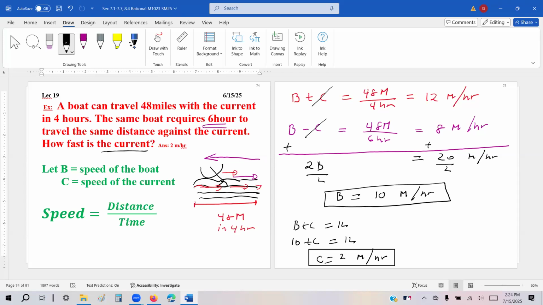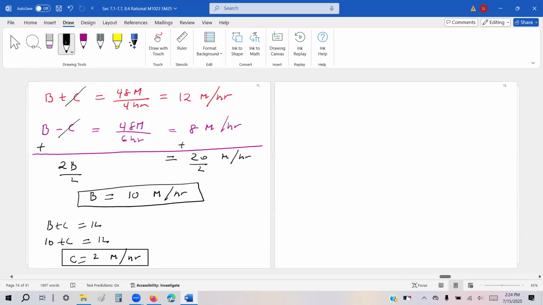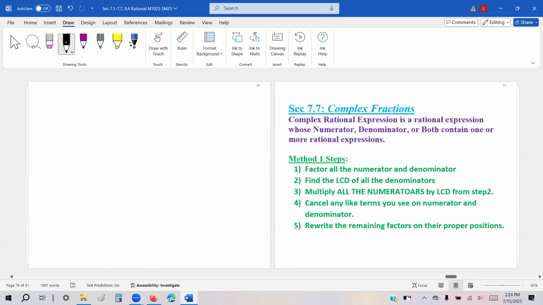Okay, we are done with 7.5, 7.6, and now we are going to a fun section, 7.7. 7.7 is fun, even though it says complex fraction. So we have a fraction, but this time we have a double fraction. Fraction divided by fraction. That's why it's called a complex fraction. But still it's fun because there are only two ways you can solve any of them.